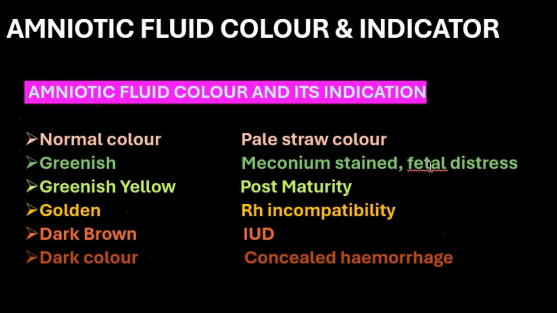Greenish is meconium stained, fetal distress. Greenish yellow is post maturity. Golden is RH incompatibility. Dark brown is for uterine death, IUD, and dark color is for concealed hemorrhage. So you can just remember these colors and the corresponding indication of the amniotic fluid color.